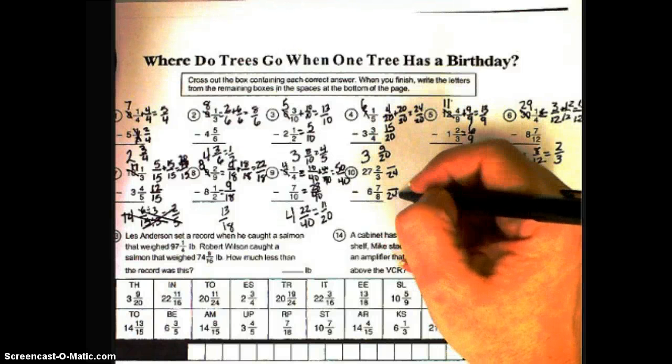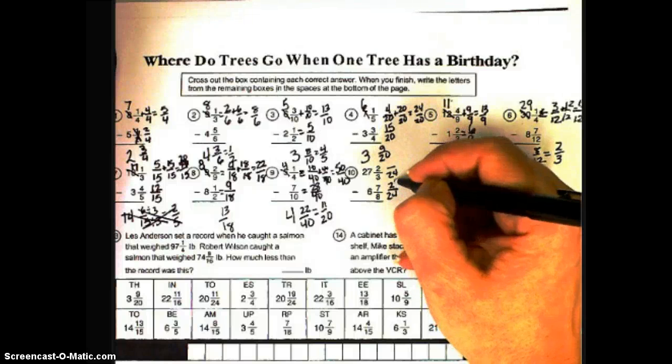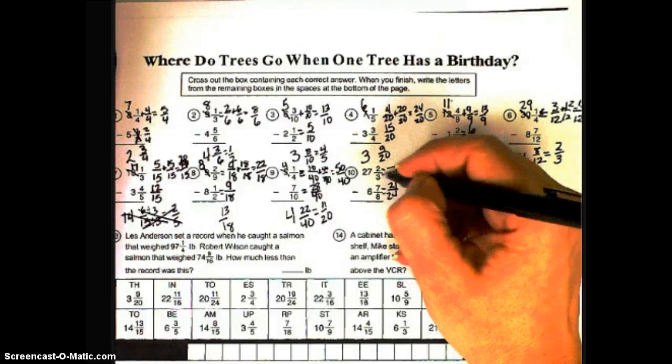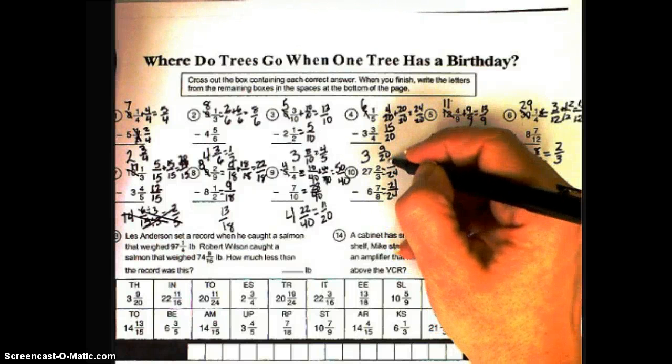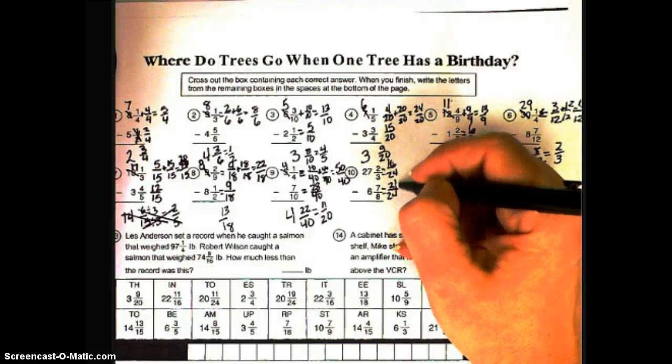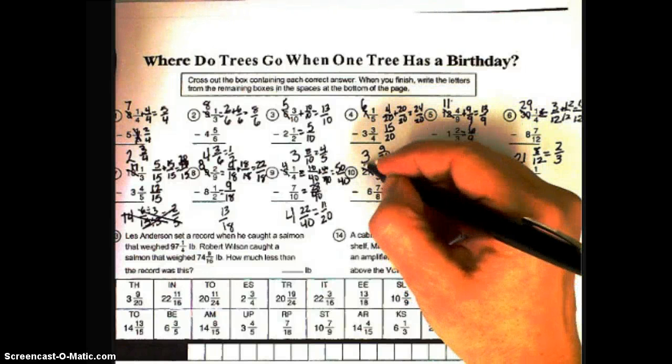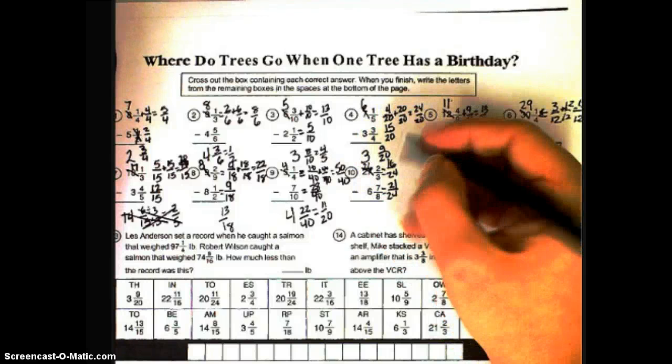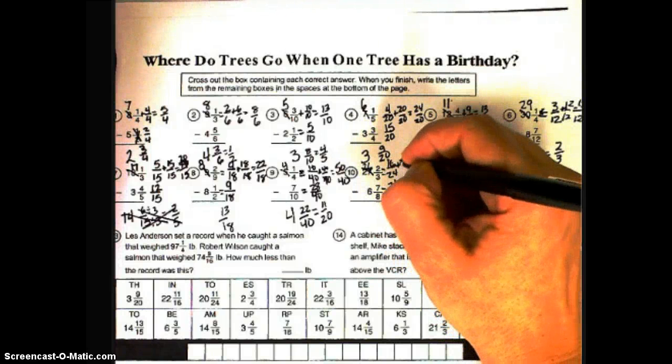The common denominator here would probably be 24. 8 times 3 is 24, 7 times 3 is 21. 8 times 3 is 24, 8 times 2 is 16. 16 minus 21, you can't do it, so we'll make this a 26, and then we'll add 24 on this side.